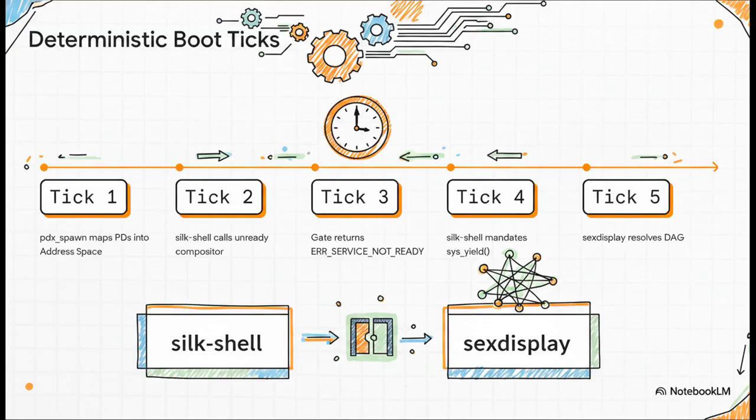So now, if Silk Shell attempts a PDX call before SexDisplay is fully initialized, the kernel capability gate explicitly returns ERR service not ready. Instead of spinning and wasting cycles, or worse, crashing, Silk Shell is mandated to call sys-yield. It politely yields its time slice until SexDisplay finishes resolving its directed acyclic graph and marks the service as ready. This makes our boot sequence mathematically deterministic.